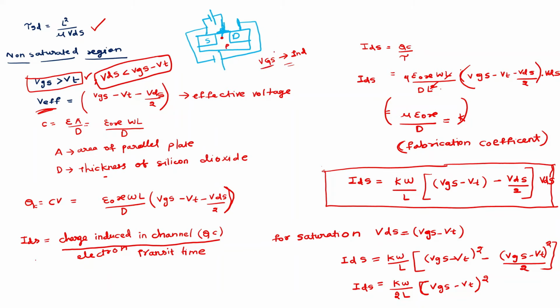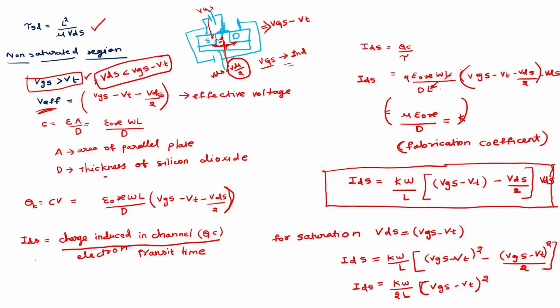Actually we will apply VGS here, and to compensate for the threshold voltage, VT is going to be subtracted. Also, to flow the electrons from source to drain, we apply a negative voltage, which will vary linearly along the channel. In the middle of the channel, the effect of VDS will be VDS by 2. That is actually negative, so it is a negative effect.